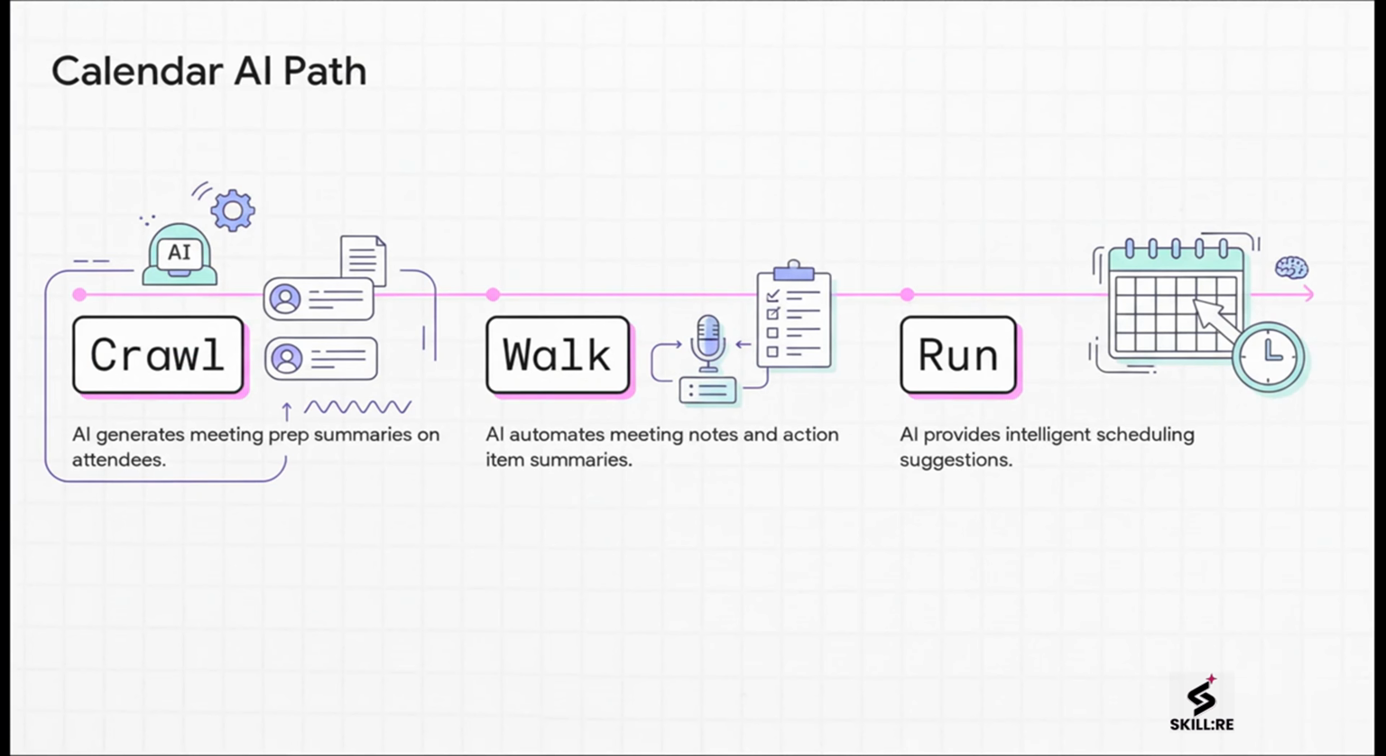And hey, we can apply that same crawl, walk, run idea to your calendar. You can start small, right? Just have AI create little briefing docs for you before a meeting. Then you can have it automatically summarize your meeting notes and pull out the action items. And eventually, you can even have it suggest the best times to meet, taking all the headache out of scheduling.